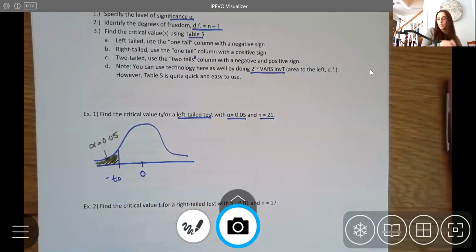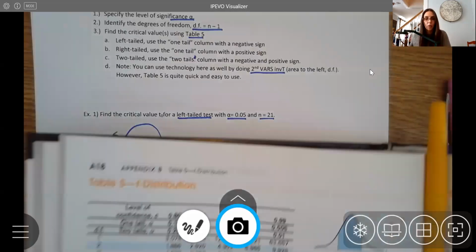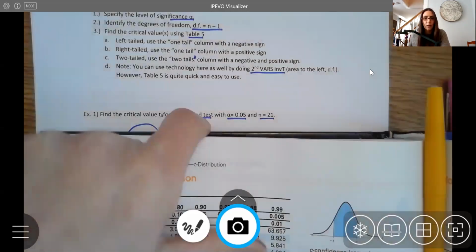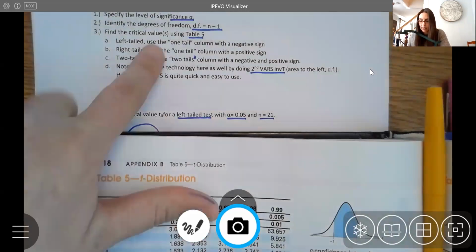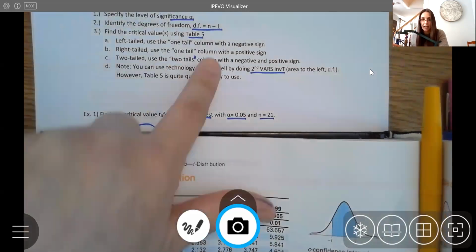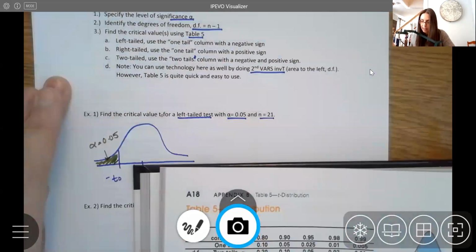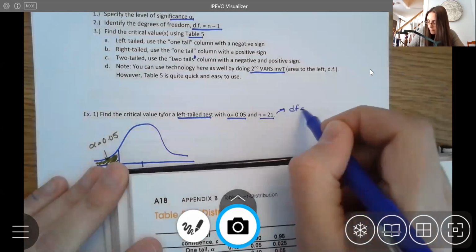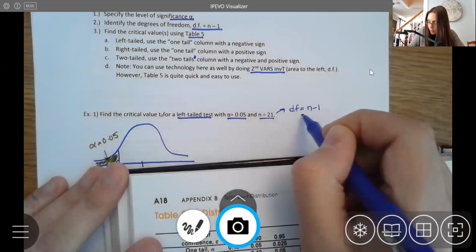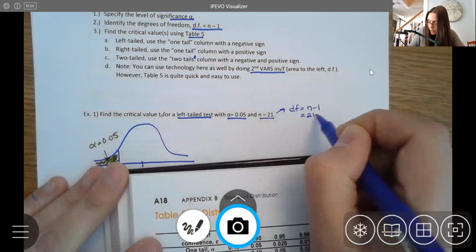Sorry, I have so many tables here. We got to bring this over. So I'm bringing over my T distribution table here. Notice I have a left tail test, so I'm only in 1 tail, right? It's just the left tail, not both. So I'm going to use the 1 tail section, and I'm going to use the negative sign with it. And keep in mind here, my n is 21. So my degrees of freedom is going to be n minus 1, which is 21 minus 1, which is 20.